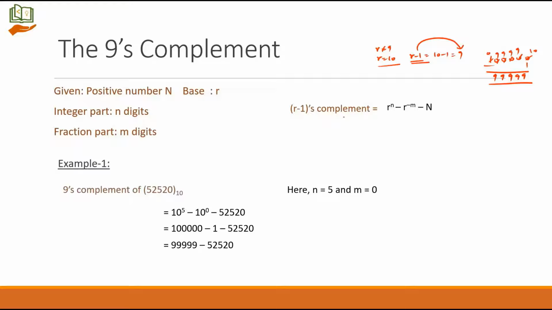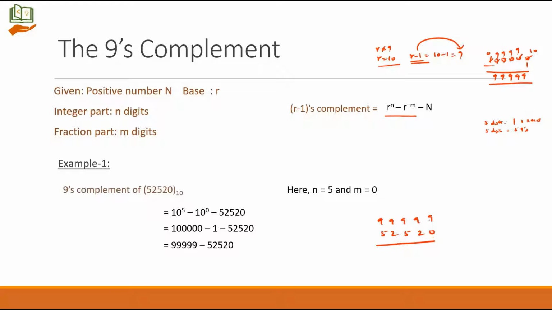What logic can you understand from this? When we had 5 digits, we used 1 and 5 zeros. Here when there are 5 digits, we are using 5 nines. You can simply understand: count the number of digits and use one 9 for each digit. So let's take 5 nines here. 5 2 5 2 0.